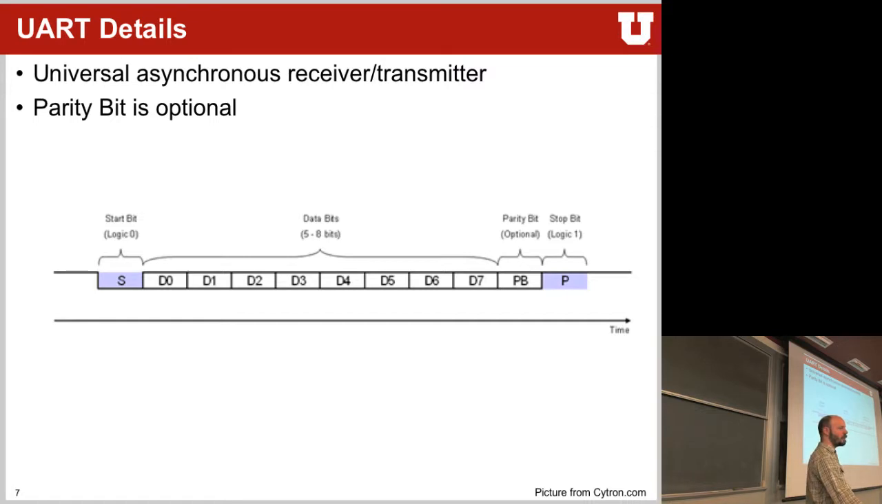Yes? Do you have to agree on who's master? No. UART has two lines, a receive and a transmit. The receive is, for me, the line that comes to me, and the transmit is the line that I'm sending out. So for you, my transmit will be hooked up to your receive, and your transmit hooked up to my receive. So it's always full duplex in both ways.